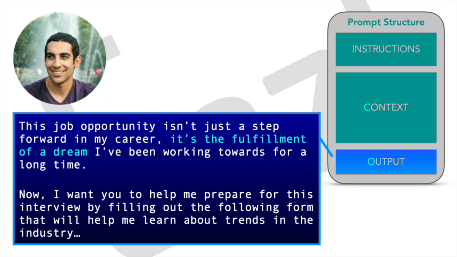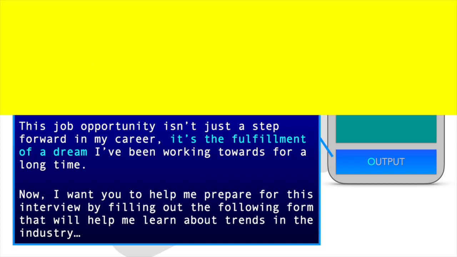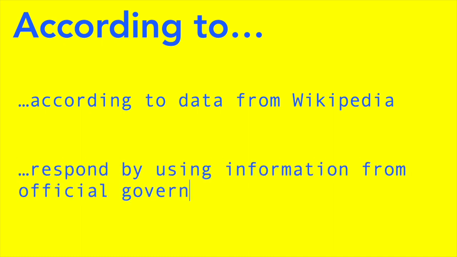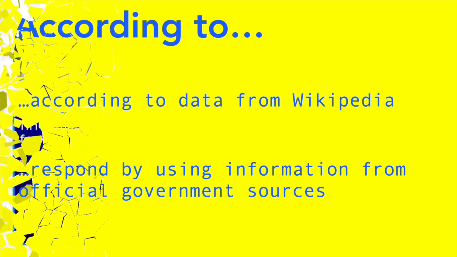Second, I'm going to teach you the "according to" technique. Here, you'll ask the AI to use specific parts of its training data when generating results. It's easy. Basically, you add a phrase like, "according to data from Wikipedia," to your prompt, or similarly, "respond by using information from official government sources." You'll often want to add these "according to" phrases to your prompt in the instructions or output portions of your prompt.